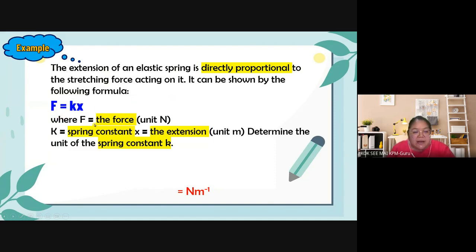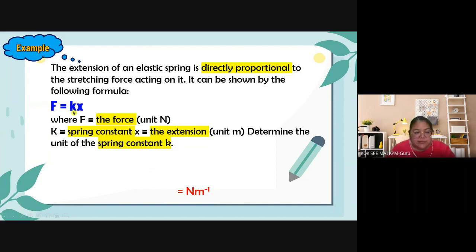Then it tells you F is force, its unit is Newton. K is the spring constant. X is the extension, and the unit is meter, but for K the unit is not given. Determine the unit for the spring constant K. Okay, my answer is already out, but how to get the marks? You cannot just say the answer is Newton per meter.